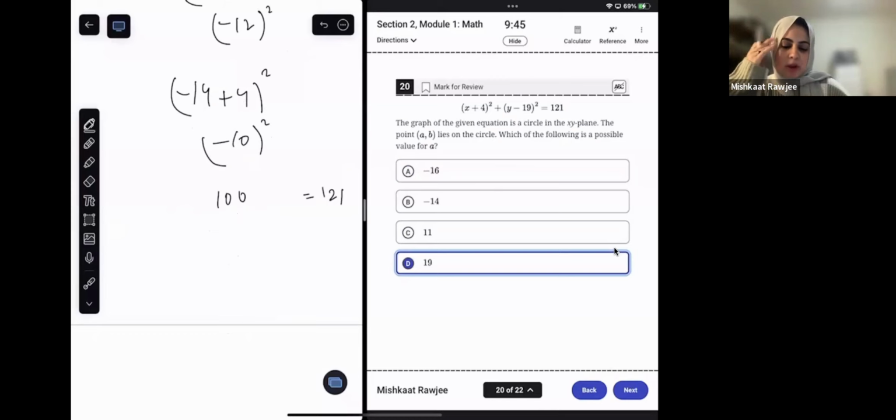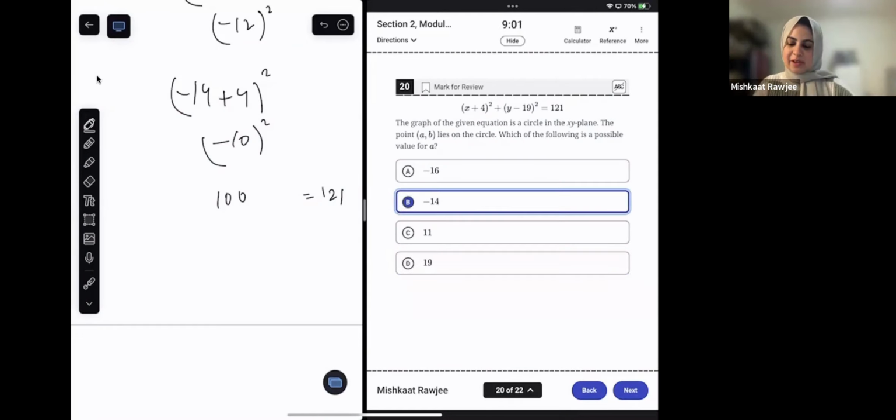So actually, the only option that works is B, because y doesn't have to be a perfect square. The only one that works is B, because negative 14 plus 4 gives you negative 10 whole squared, which is 100. And if we do 121 minus 100, we can find y with that. So the only one that's possible is B, negative 14. We only have 9 minutes for 2 more questions.